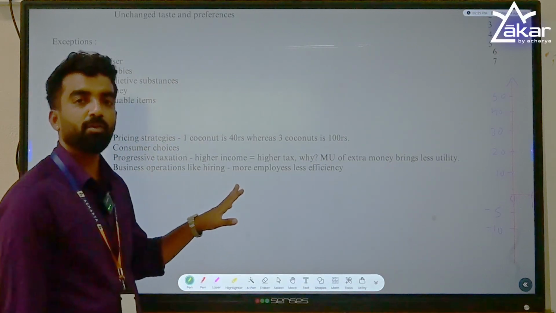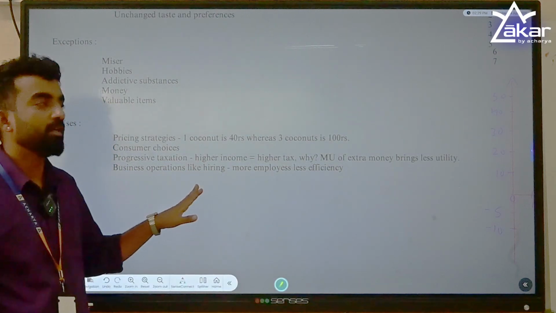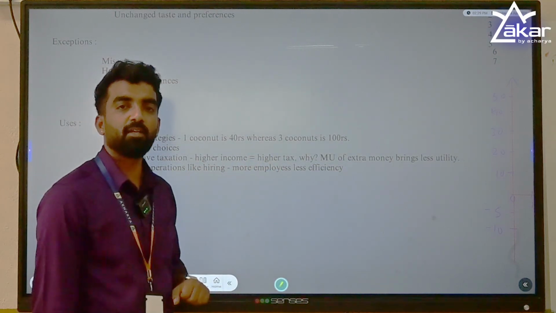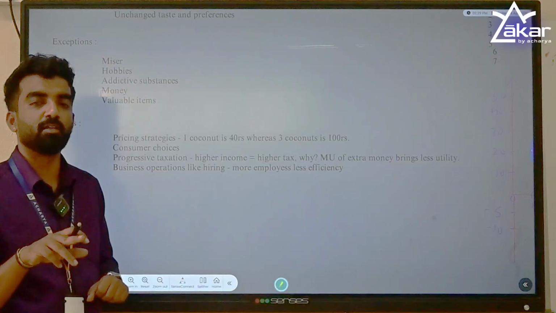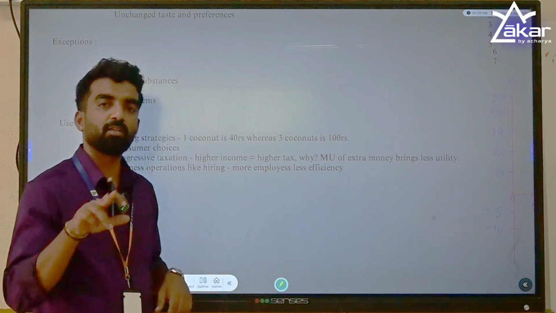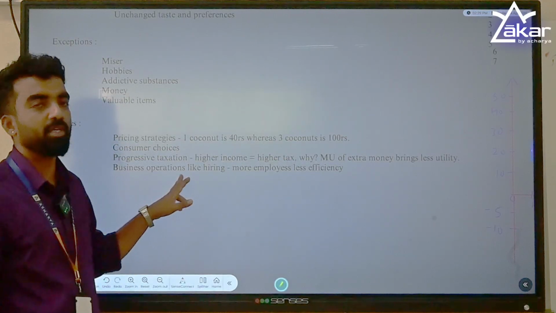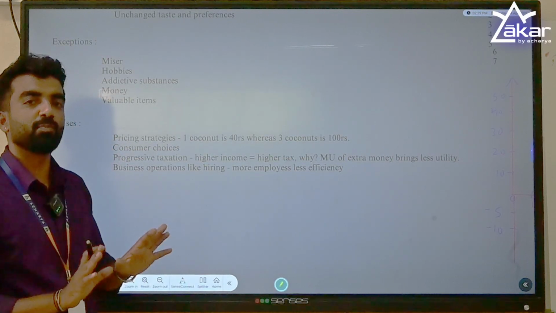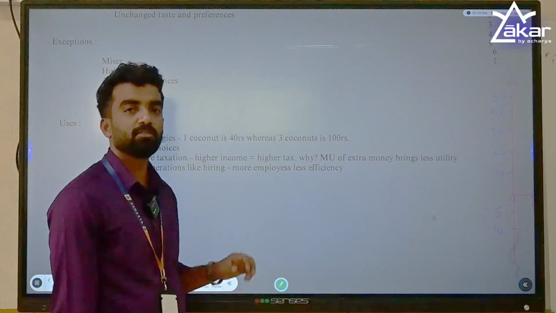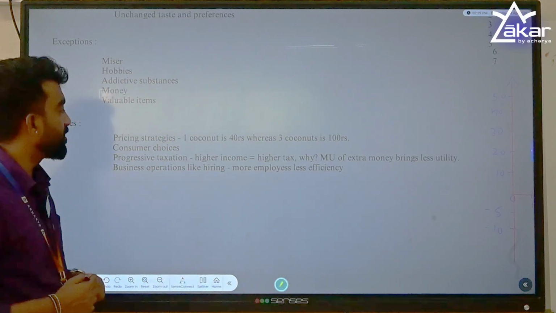So what they do, if you buy only one, it is 40 rupees, and even though you know that you need only one, because they are selling 3 for 100 rupees, you will buy additional units. He will sell at 100 rupees because he knows that the benefits you derive from the second and third are less compared to the first. So he will push his product by reducing his price. This strategy is used based on the law of diminishing marginal utility.